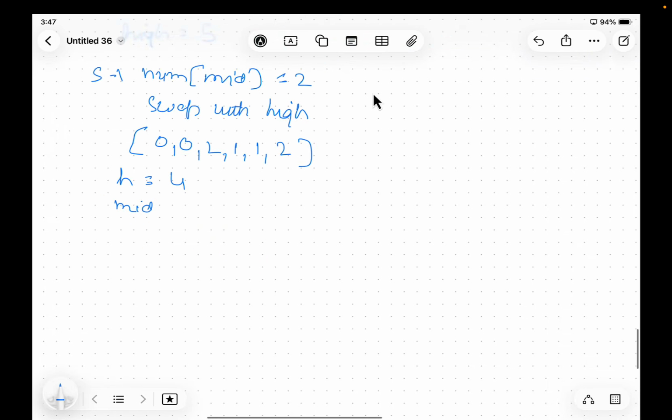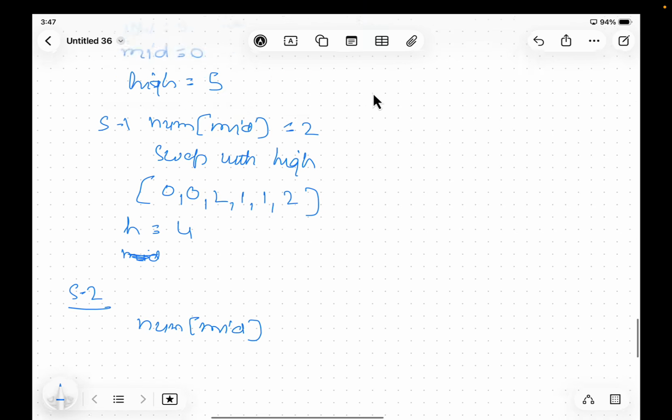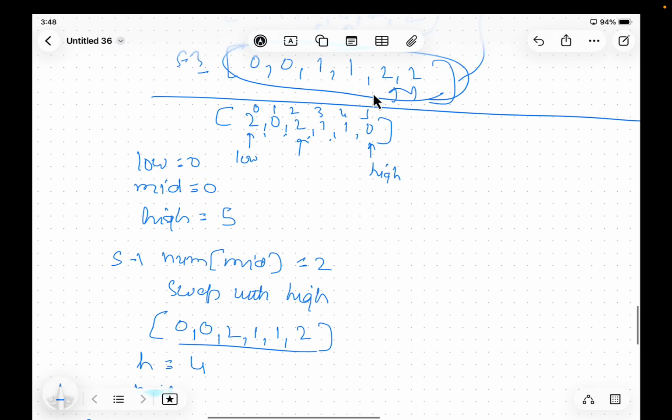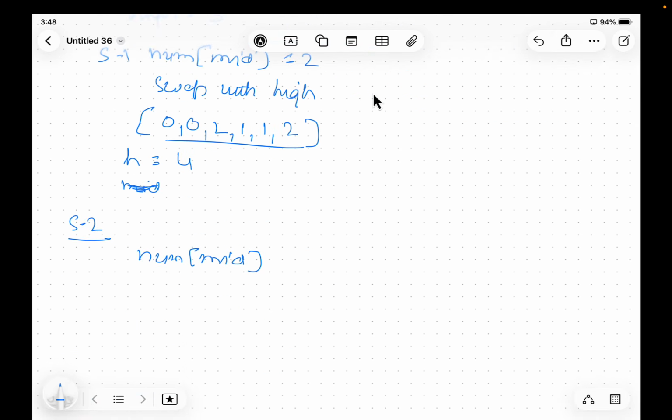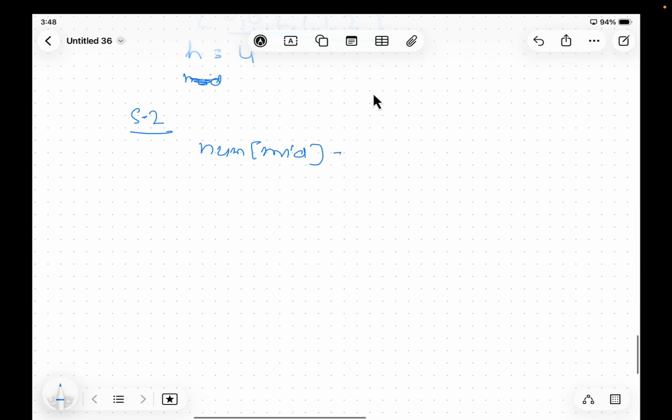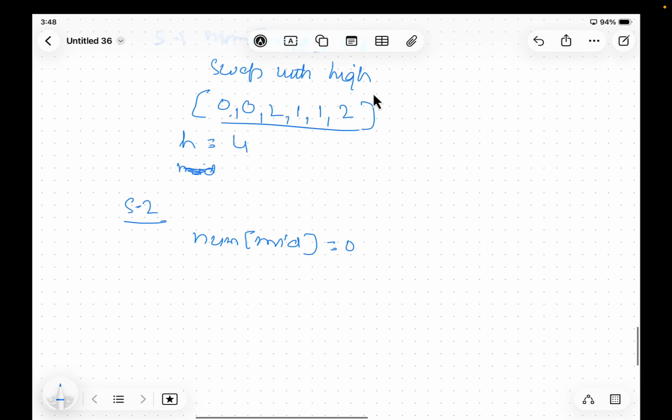Now coming to step 2. In step 2 again I'm going to take nums of mid, the current element, so I'm going to check what is at mid now. Initially mid was 0, so nums of mid at index 0 is a 0. Okay? So 0 we have to move towards the left, right? So I'm going to swap this with low.